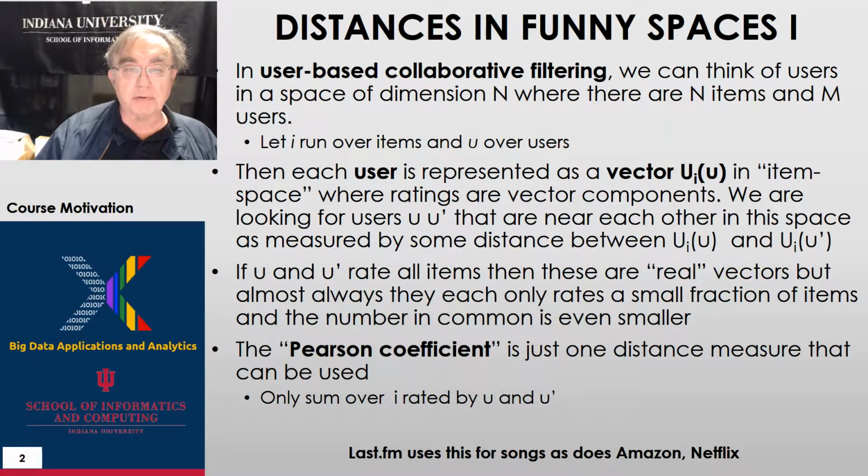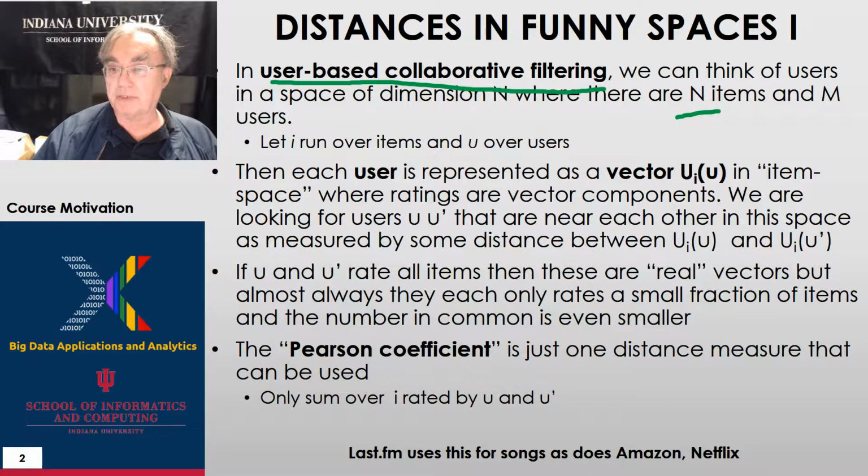If we do what's called user-based collaborative filtering, we think of users in a space of dimension n, where every user is mapped into the items which they purchase, and we have a pretty large number of users, M users. Maybe M is many millions, tens of millions for Netflix, and each of those has a vector associated running over the movies they've watched. So we have users represented as a vector in this item space.